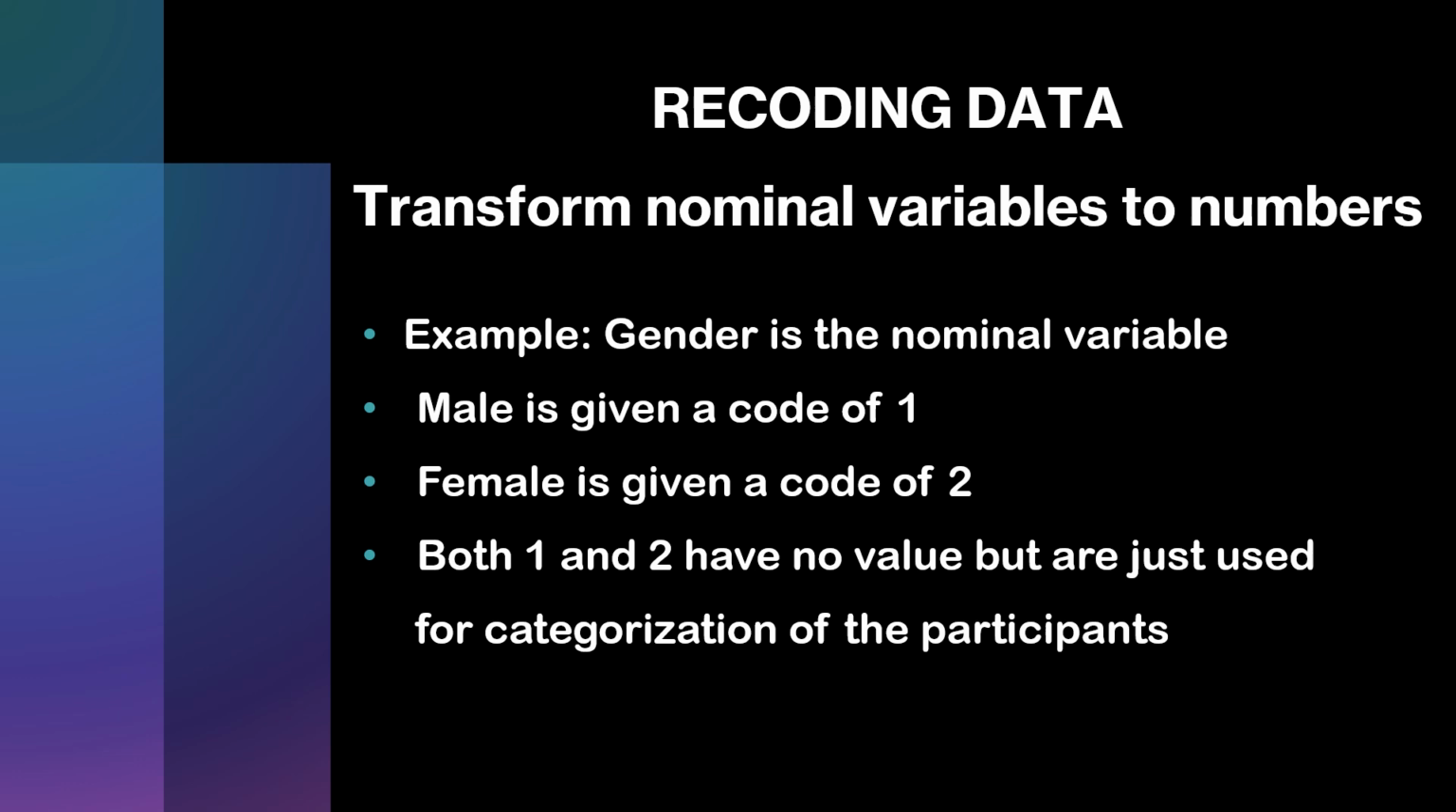Example, in a research, gender is the nominal variable, and males are given a code of 1 and females are given a code of 2. Both 1 and 2 have no value. It does not mean that just because females are given a code of 2, that they are doubly superior to males. No, they are just used for categorization of the participants. So that when you enter the data into your statistical software, the software will be able to categorize or separate those that are given a code of 1 from those that are given a code of 2.